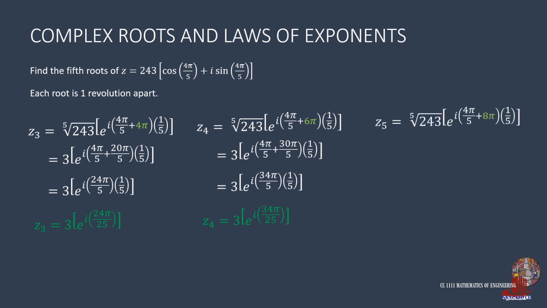The fifth root is solved by adding 4 revolutions, or 8 pi, to theta. 8 pi is equivalent to 40 pi over 5. By adding theta, the argument is then 44 pi over 5. Multiply the root, which is 1/5, and get z5 as 3e raised to i times 44 pi over 25.